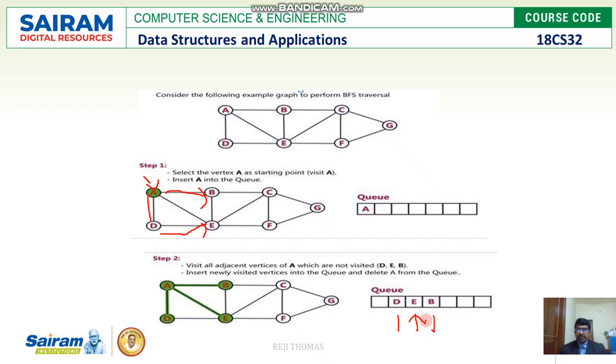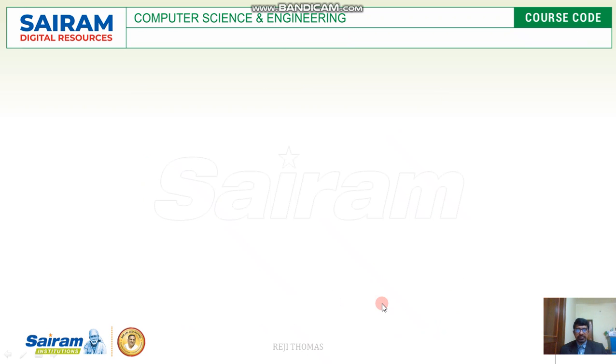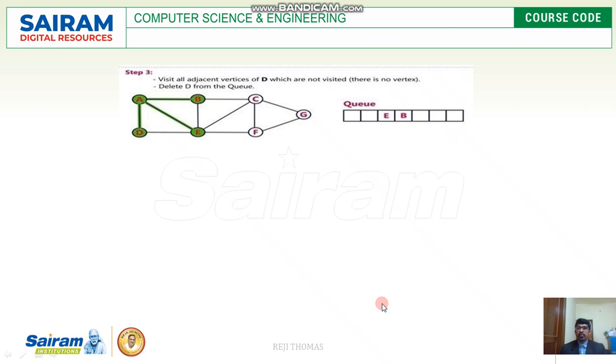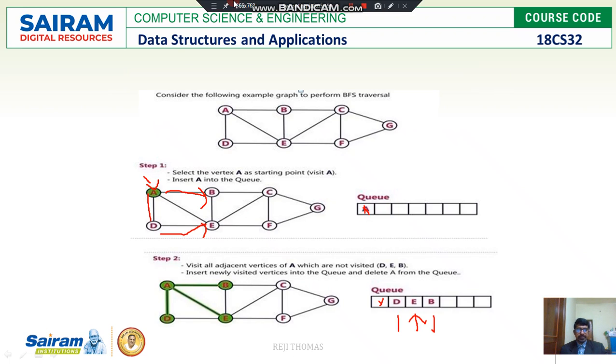We insert newly visited vertices into the queue, and now what happens? There is no more node adjacent to A. So what should I do? I should delete A from the queue. So here there is no A. You continue with this. Now who is at the front of the queue? The front of the queue is D.